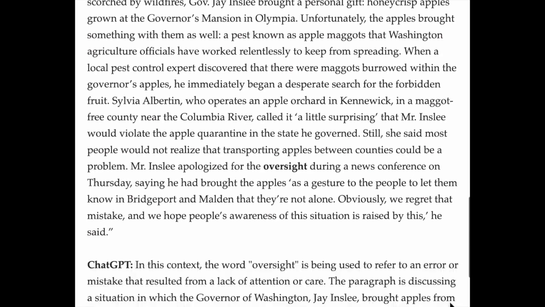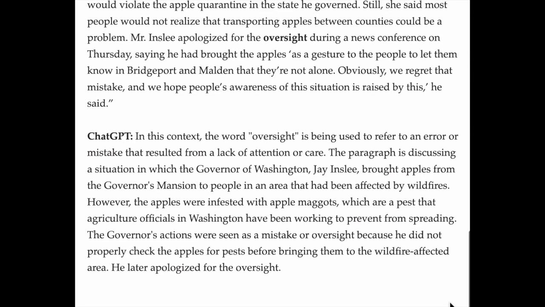Well, what about ChatGPT? It says, in this context, the word oversight is being used to refer to an error or mistake that resulted from a lack of care or attention. And then it explains it, partly with paraphrasing, but it reads well and smoothly, and the content matches what appeared in the original. And so this is a very, very good summary in English of what that word means in that particular context.